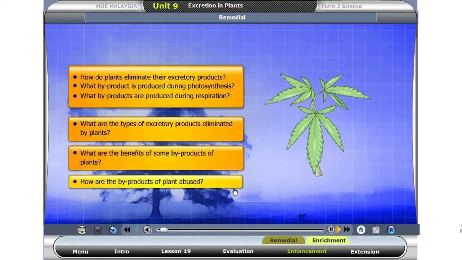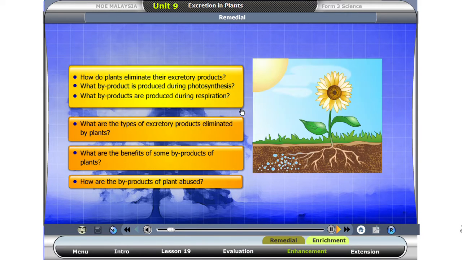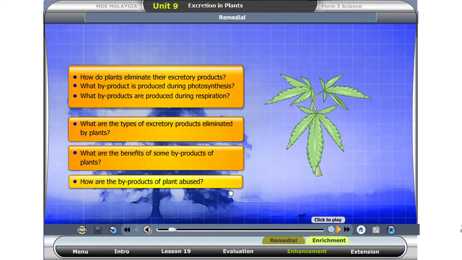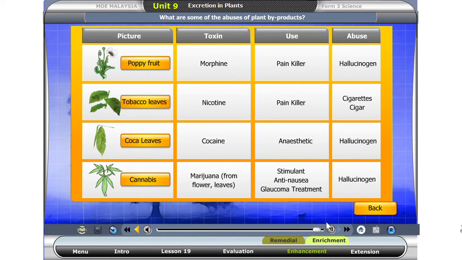Let us confirm what you know. Can you answer these questions? How are the byproducts of plants abused? Morphine from poppy fruit can be used as painkillers or abused as a drug. Nicotine from tobacco leaves can be used as painkillers or abused as cigarettes. Cocaine from coca leaves can be used as anesthetic or abused. Marijuana from cannabis can be used as anti-nausea or abused as a drug.